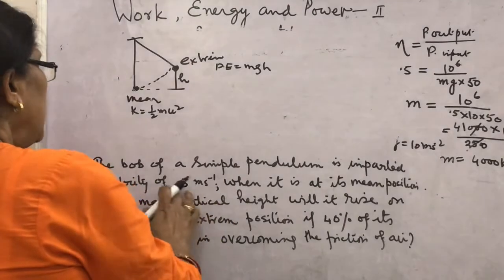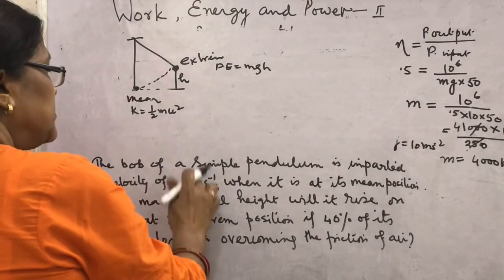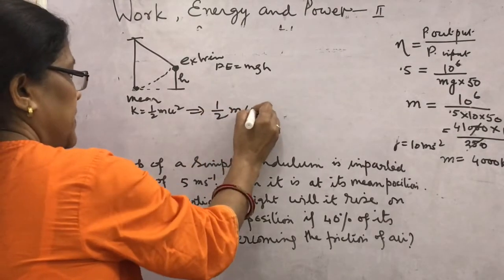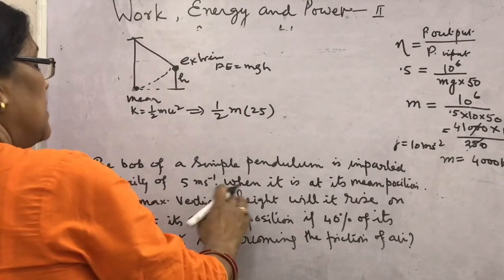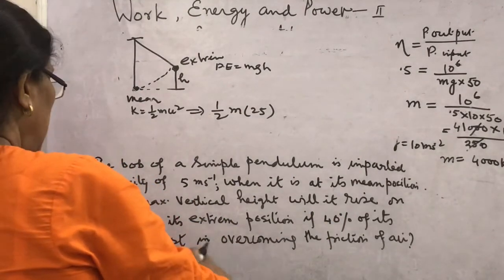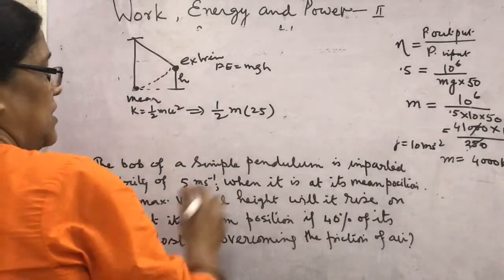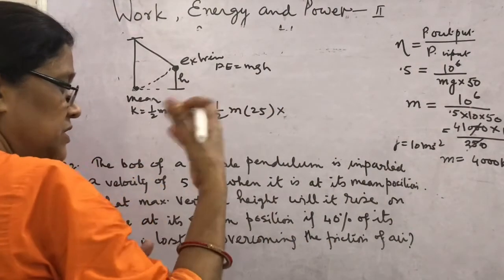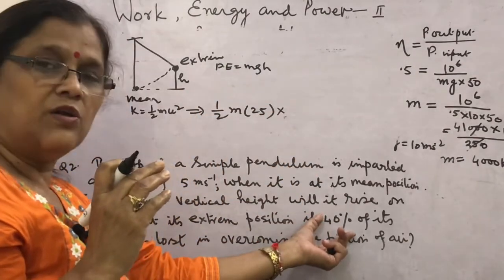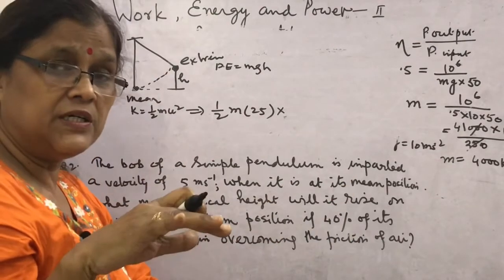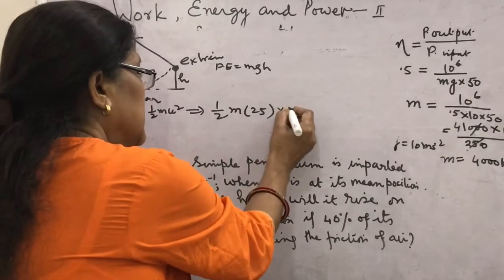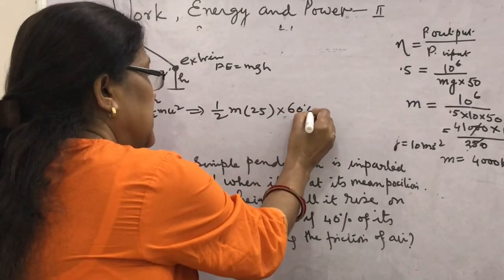It is given that velocity is 5 meter per second. Then you write here half m into 25. But what happens? 40% of energy is lost due to friction. Then how much energy is retained? You know, if energy is 100%, then 40% is lost. How much percentage? 60% is retained. Then you take the kinetic energy and 60% of that.